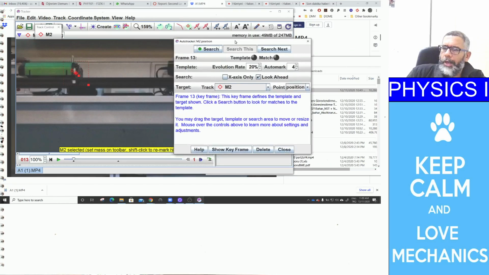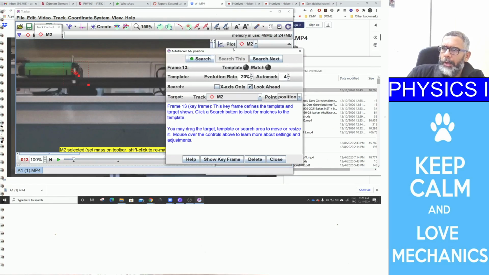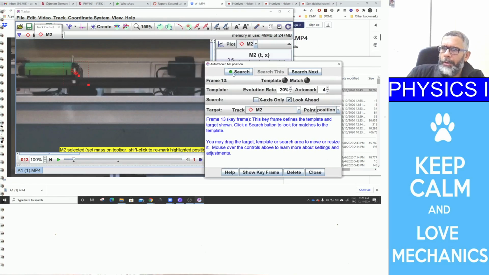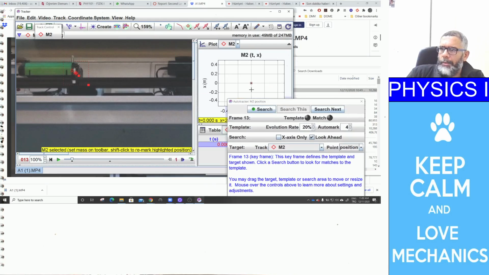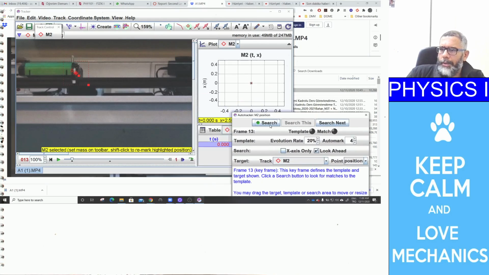There appears this auto tracker window, and all you have to do is press the search button. Before that, I will come over this button and check no trails, and you will see now. Let's also enlarge this plot view. As soon as I press the search button, Tracker will run the video frame by frame, and on each frame it will mark the position according to this coordinate system.